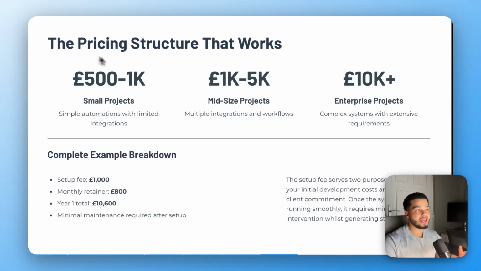Now, this is a very basic, simple pricing structure that I found works. Depending on your industry, this can vary a lot, but for the general niches that I've seen most people pick, this is the pricing structure that I would go with. For smaller projects, simple automations with limited integrations, I would typically go with a 500 to 1k monthly retainer. For mid-sized projects with multiple integrations and workflows, I would go with the 1k to 5k monthly retainer. And then for your enterprise projects, complex systems with extensive requirements, I would go with 10k plus, and it can go extremely high depending on how complex the project gets.